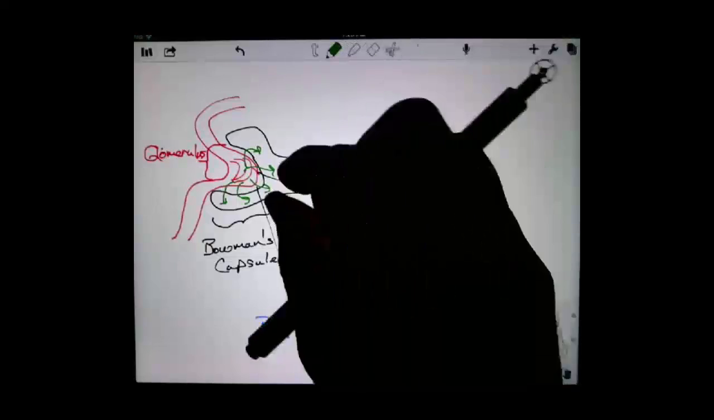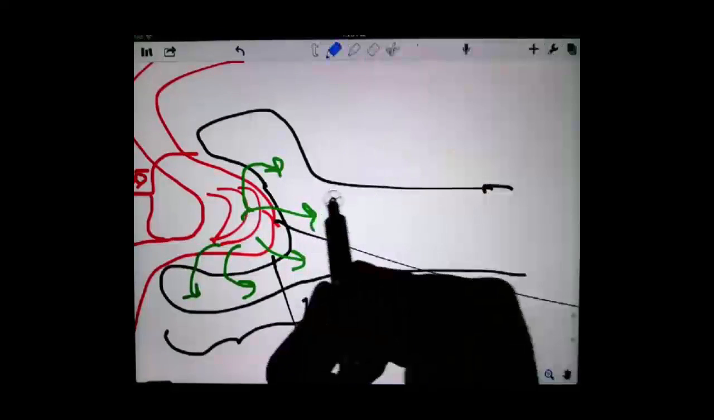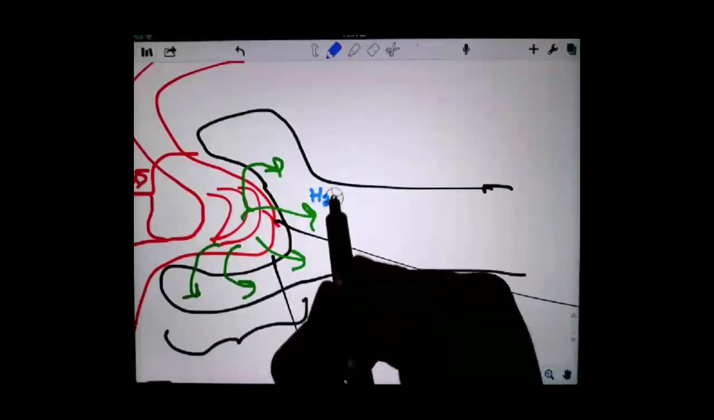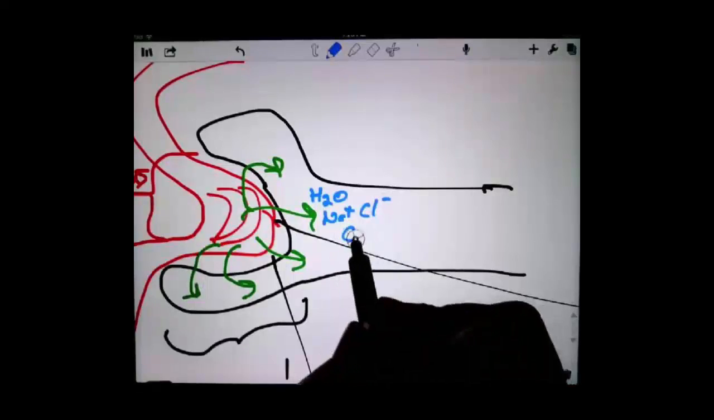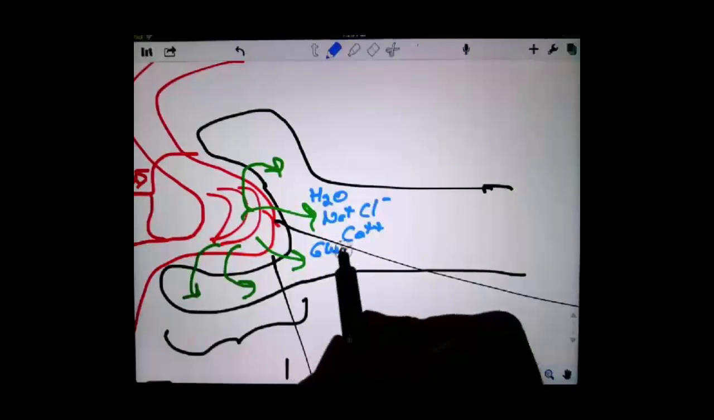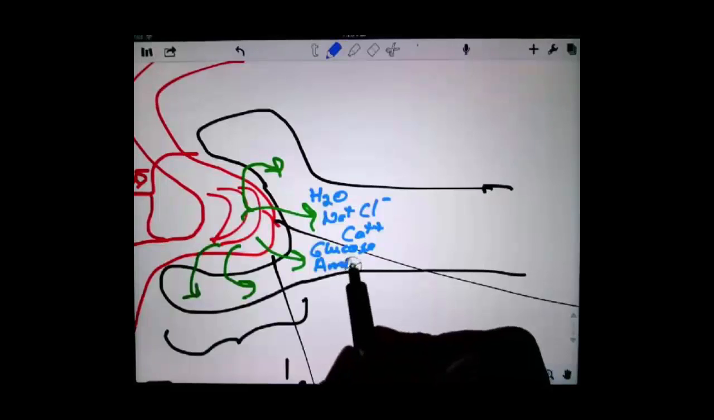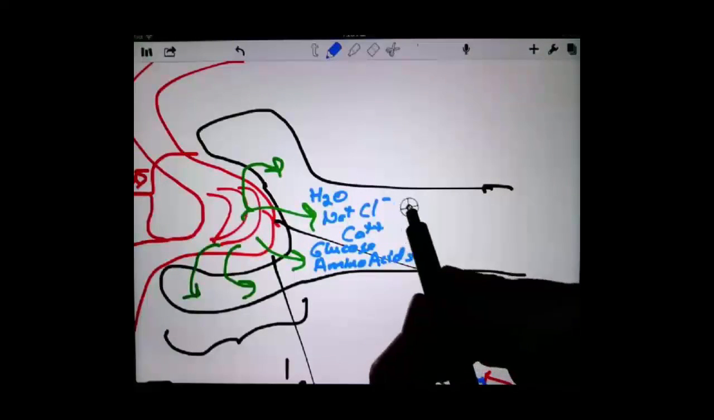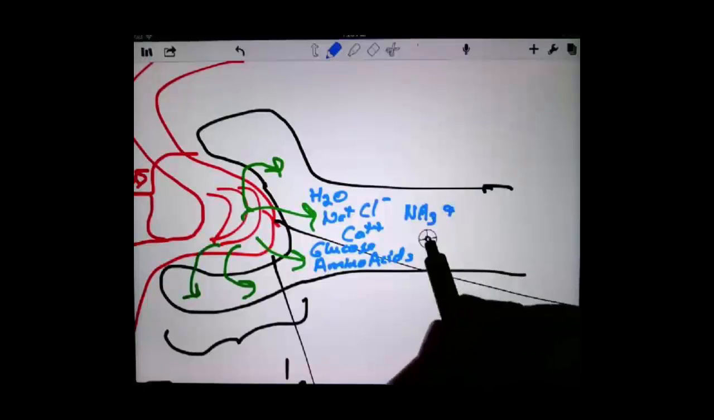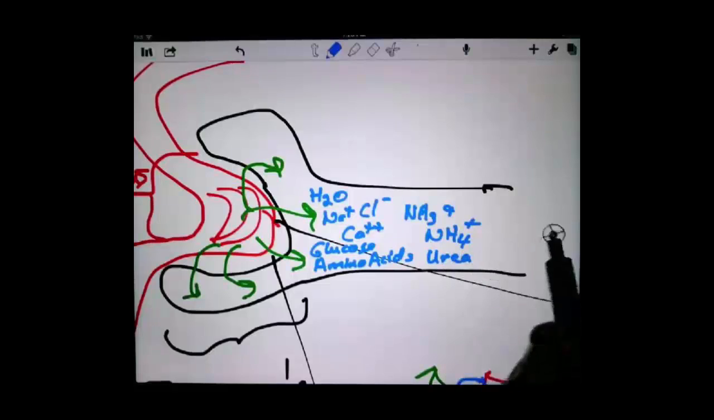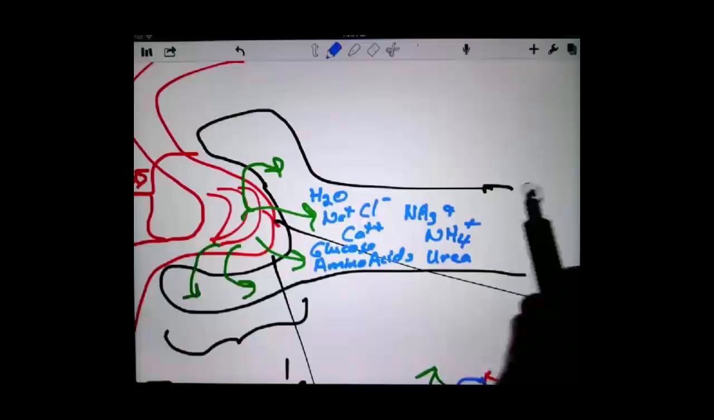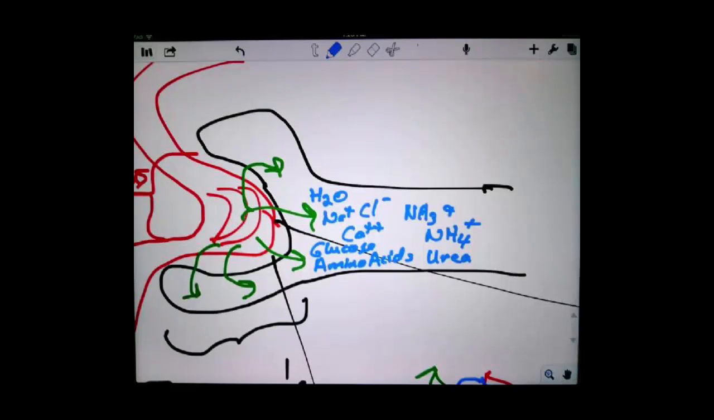And what gets in, if we zoom in here, is going to be, of course, water, but then many small molecules. Sodium, of course, chloride, calcium, glucose, amino acids, wastes such as ammonia and ammonium, urea, which is your major nitrogenous waste in a mammal and a human. So, and many other things. Drugs that you take, the small molecules that are many of those drugs, they'll wind up in the filtrate here.